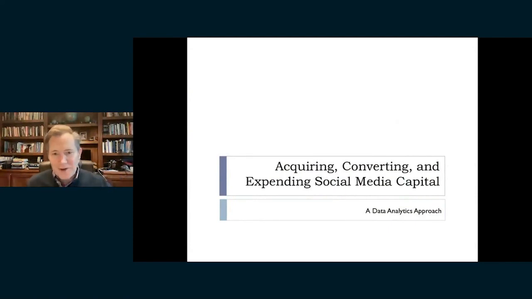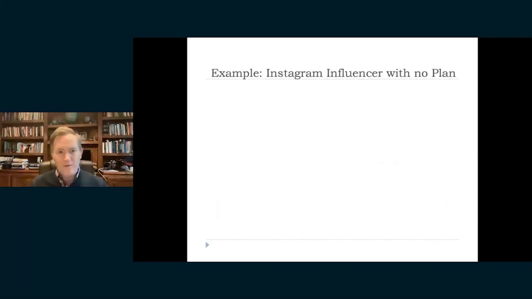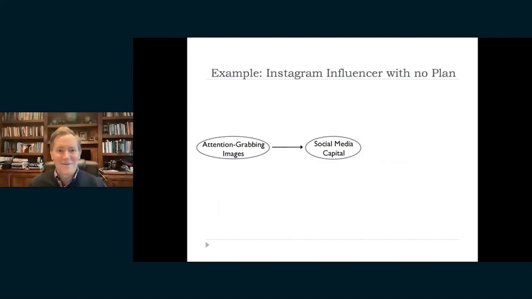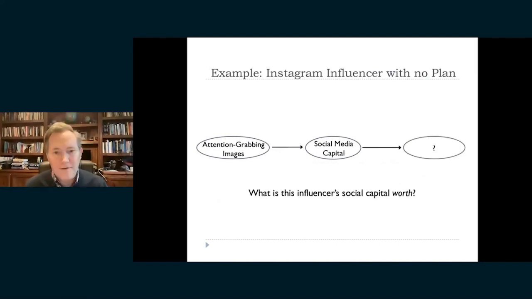So social media capital, online social capital, these online social resources are important for getting a return on investment from individual or your company's social media activities. But you need to understand why you are using social media. So you need to have a plan. So here's just an example. An influencer who wants to post attention-grabbing images and build a social network. But if there's no plan at the end, what is that influencer's social capital worth? You could probably guess, not much.